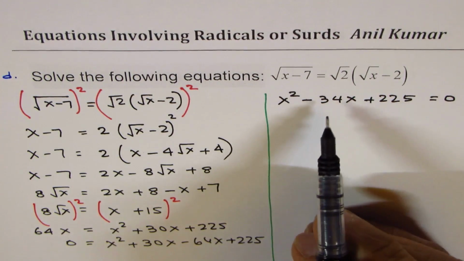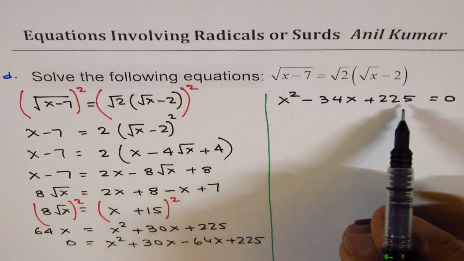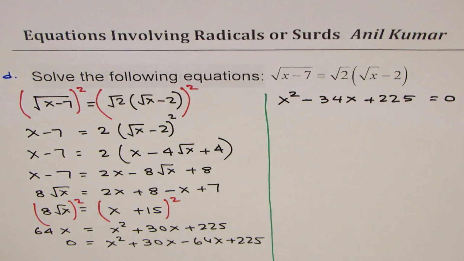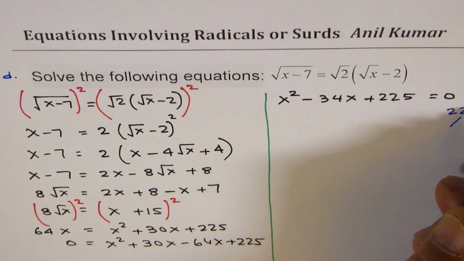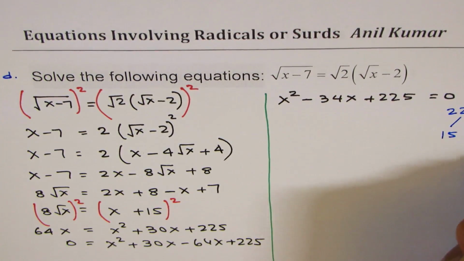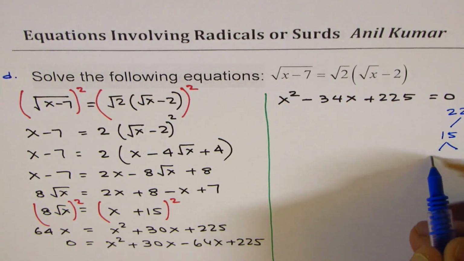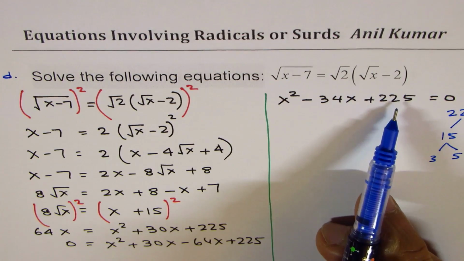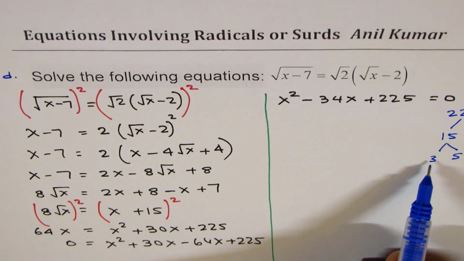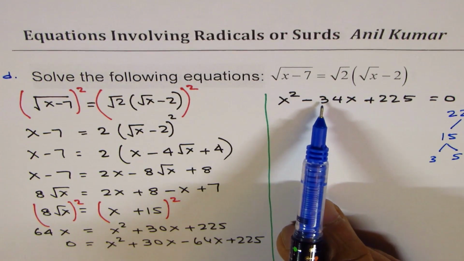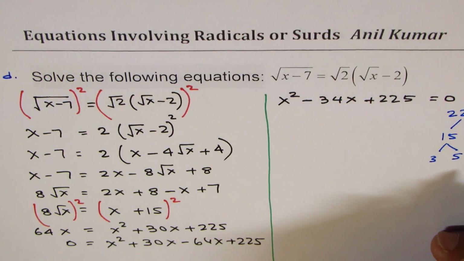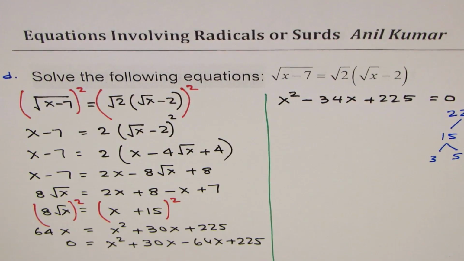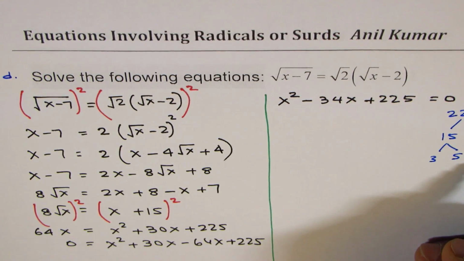You could use the formula to calculate the value of x, or you can try factoring it using product and sum. So let me share with you how to find product and sum for big numbers. 225, as we know, is 15 times 15, and 15 is 3 times 5, right? We are looking for two numbers whose product is 225. Of course, all of them together will give us 225. But we are looking for a sum of minus 34. That means both are negative. So 34, how do we get? I'm sorry, it is 34. So 25 and 9.